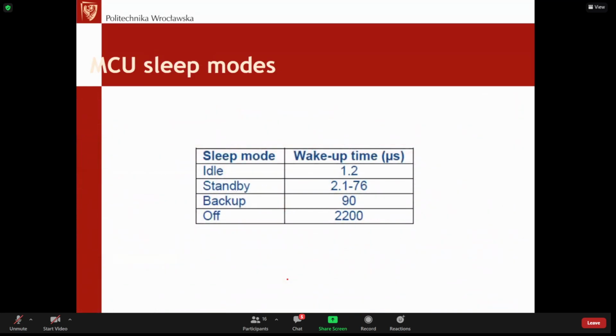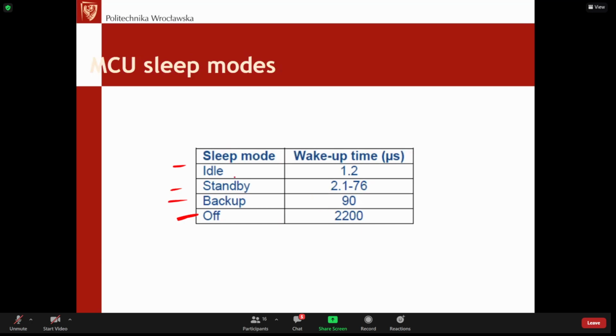The naming convention is an example of why there may be a problem. So, the wake up time, and why we don't switch everything off completely, because that is the off mode. So the idle, standby, and backup for some microcontroller. I found such calculations.